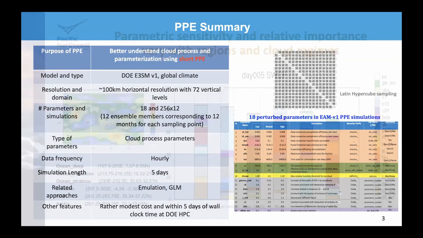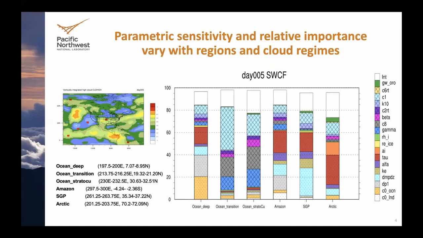So now let's look at the results. This is how the model responds to parameter perturbation across different regions. As shown on the left side of the figure, we selected 6 regions to represent different climate and cloud regimes for our analysis. Three regions are over ocean along the GPCI cross-section, from deep convection through transition to stratocumulus to marine boundary layer cloud. Three regions are over land: the Amazon region, Southern Great Plains, and the Arctic, representing the tropic, middle latitude, and high latitude land respectively.